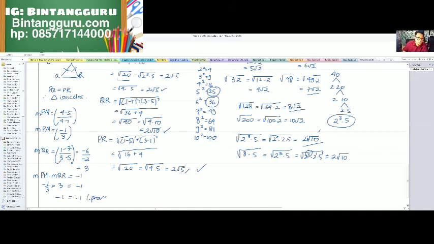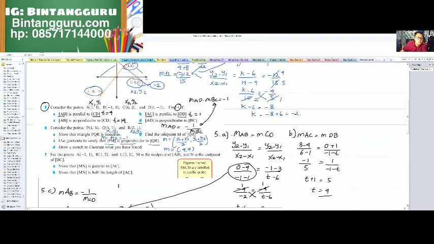So it is proven. In mathematics, if you want to prove the equation, you have to say proven, because this is to show that the equation is proven. So you have to write in brackets, proven. So this is proven.